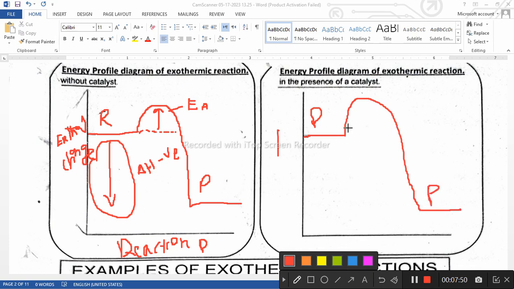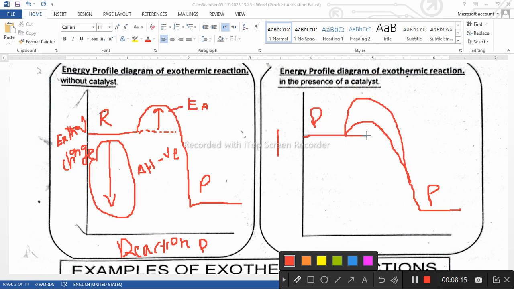Okay, this is the reaction without catalyst, like this one. And we have to also show here the catalyzed reaction. So here, this one will be the catalyzed reaction. You can observe here the activation energy EA has decreased.